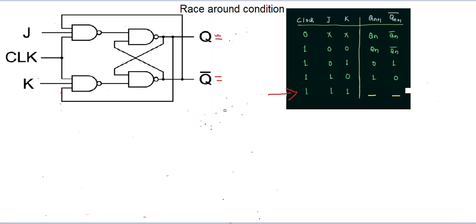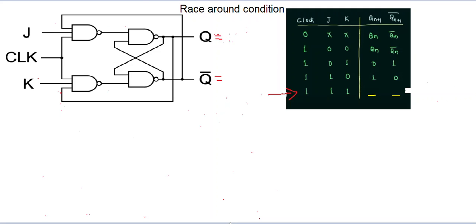And it occurs in the JK flip-flop. At this stage, you can see when the clock is 1, J is 1, and K input is 1, the output is an indeterminate state. It is not a stable state.